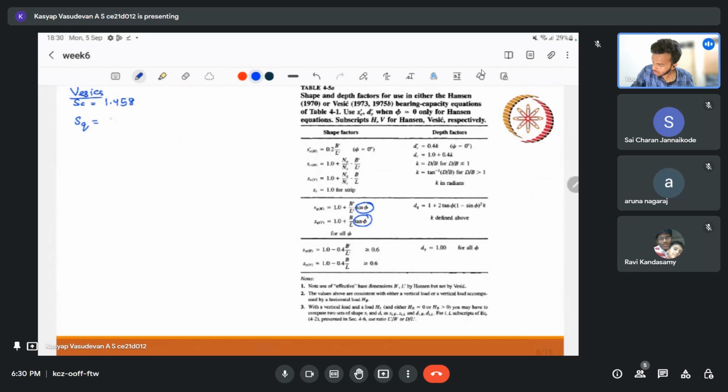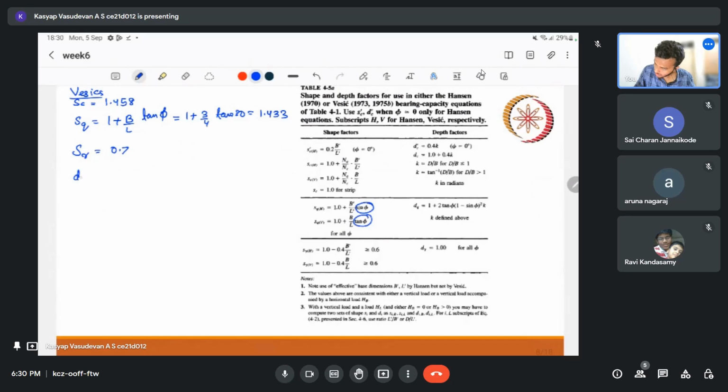Sq will be 1 plus B by L sine phi. Last time we had tan phi. In Hansen's we will have sine phi. So this is 1 plus 3 by 4 tan 30. Sorry, okay, this is sine. In Basic we have tan phi. So tan 30. This turns out to be 1.433. And as usual, this is the same as Hansen, so this is 0.7. And the depth factors, everything will be the same.